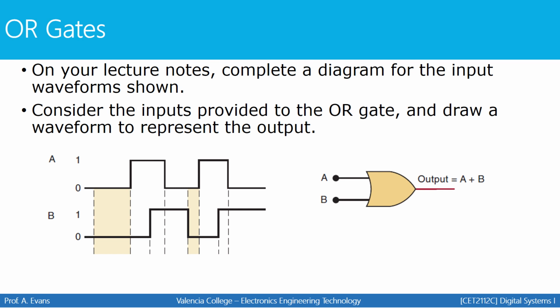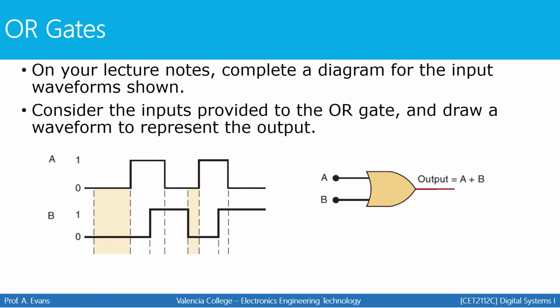On your lecture notes, you have a diagram which shows a waveform. The waveform is a graphical representation of 2 inputs that are going into an OR gate at a certain point in time. And those inputs are changing. Notice that A starts out low, and at some point it goes high, at some point it goes low again, high again, low again, and so forth.